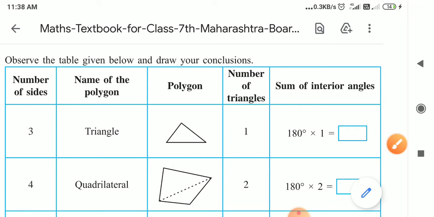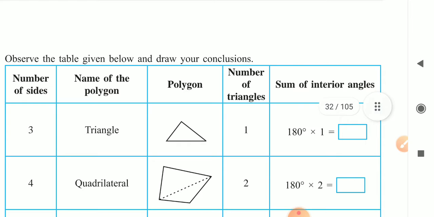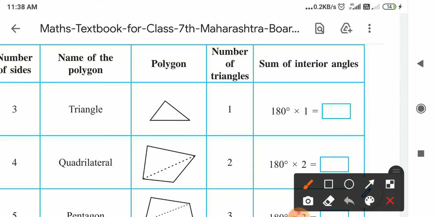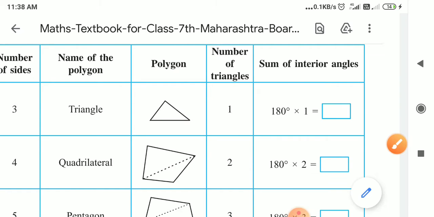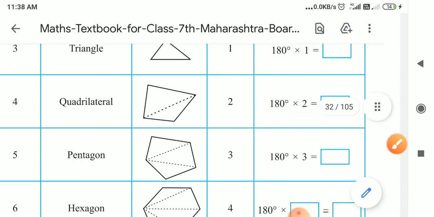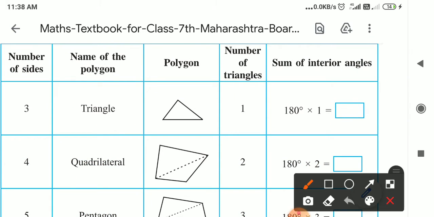First of all, this column is the number of sides, and here is its name. We know that if there are 3 sides, it is a triangle. With 4 sides, it is called a quadrilateral. A figure with 5 sides is called a pentagon, then hexagon. If you don't know these, don't worry, I will explain. So here, how many sides are there? 3 sides. The polygon which has 3 sides is called a triangle.